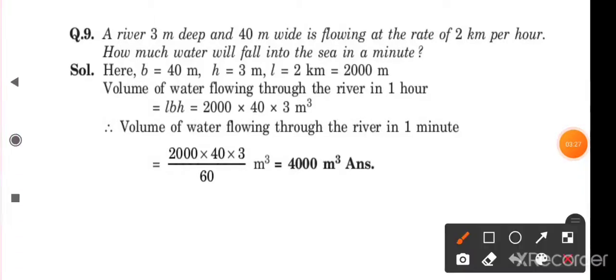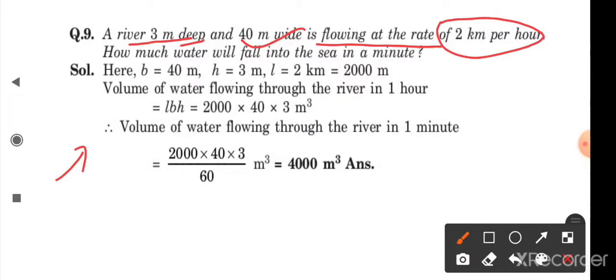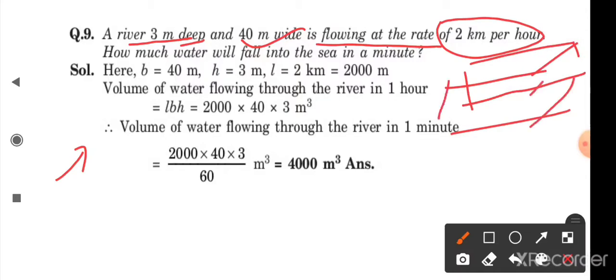Now question number 9. This is also a good question. There is a river which is 3 meter deep, 40 meter wide, and the rate of flow, that means the speed of water in this river, is 2 km per hour. You have to assume that the river is in the shape of a cuboid. You will assume it.